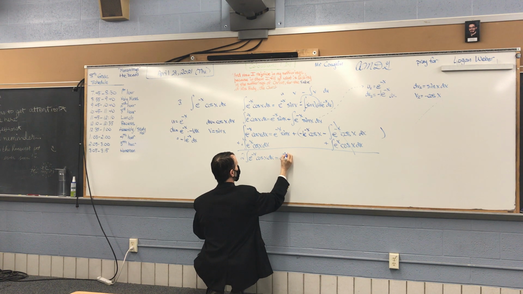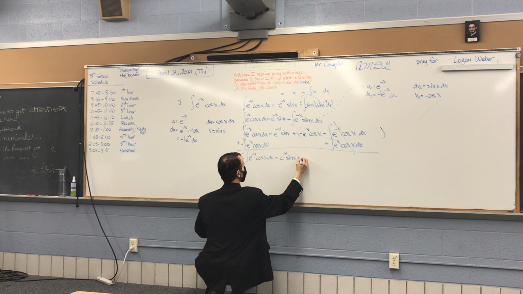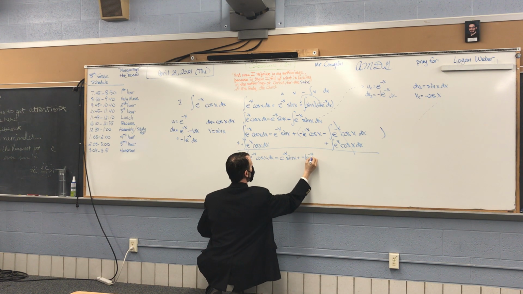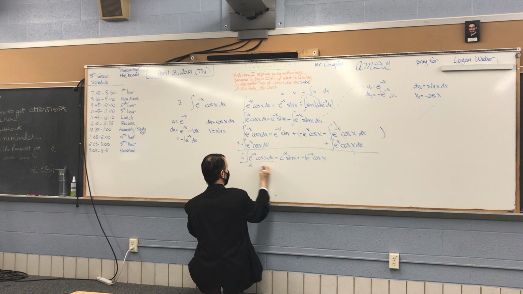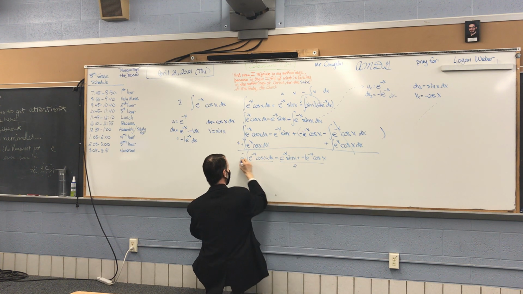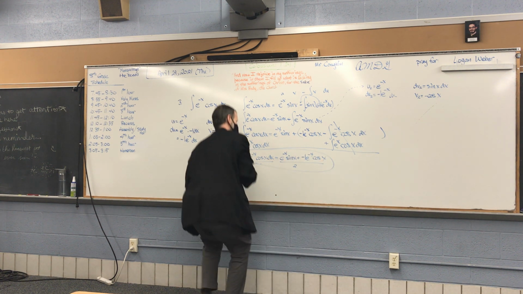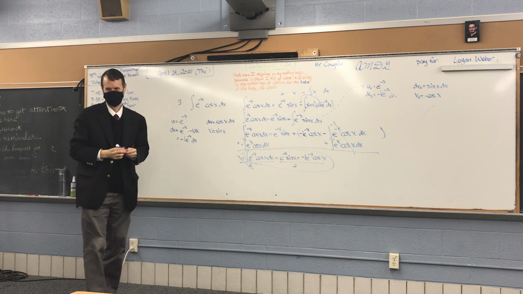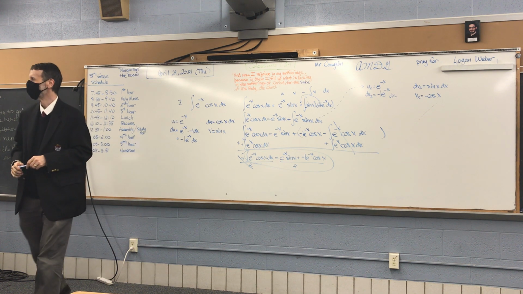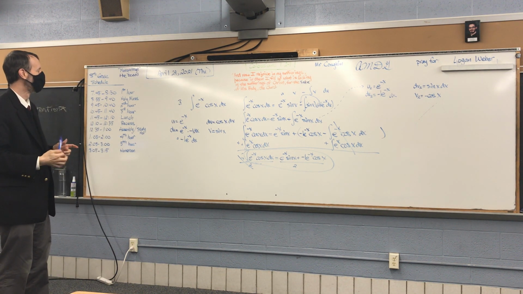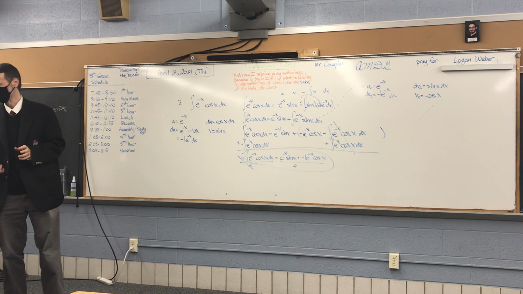E to the negative x sine of x. Yep. Divide by 2. Cancel. Get it down. The writing is the worst part. I tell you, you're not kidding. It takes a lot of room.